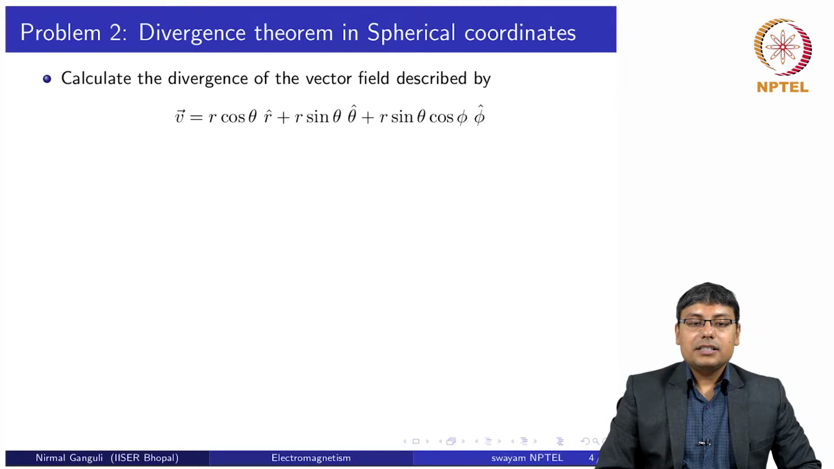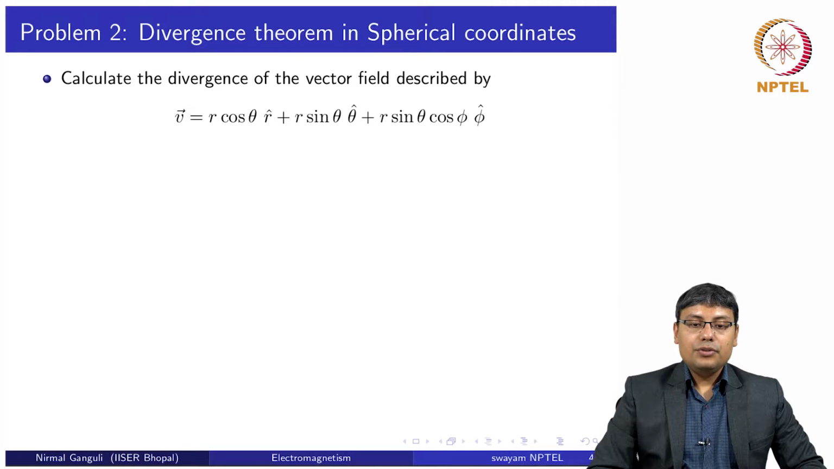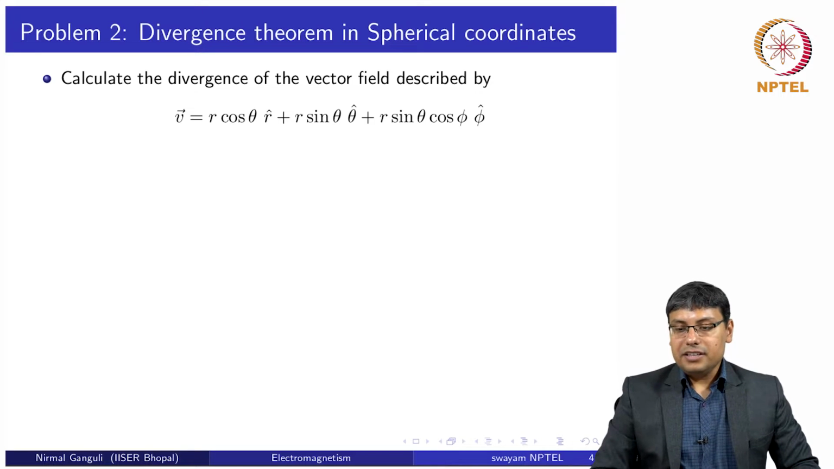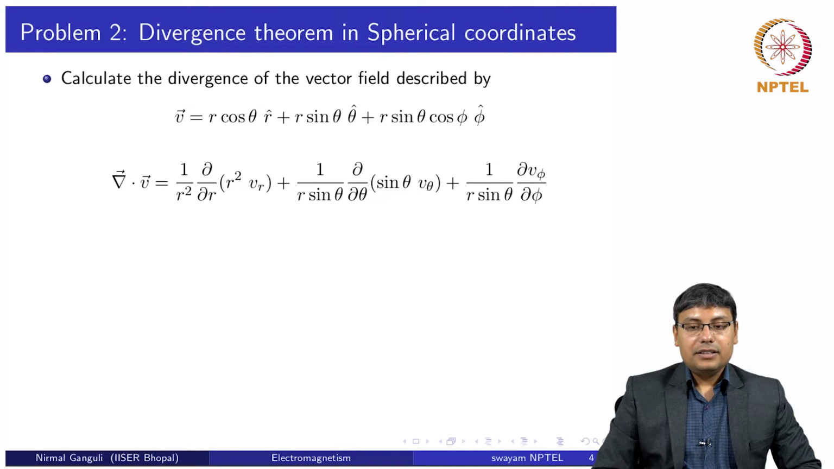Now, let us consider the second problem of this tutorial. The second problem wants us to verify the divergence theorem in spherical coordinate. So, we are given a vector field V given as r cosine theta along the direction r cap, that is the r component of the vector. The theta component is r sine theta, that is along the direction theta cap, plus the phi component is r sine theta cosine phi, that is along the direction phi cap. This is the vector field that we have, and we are supposed to verify the divergence theorem.